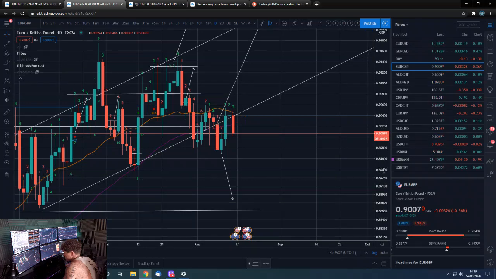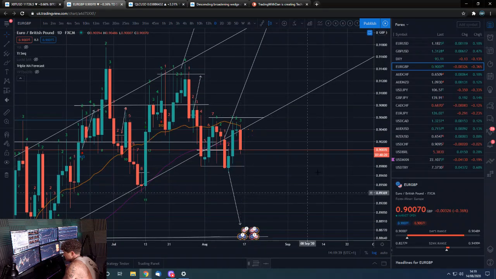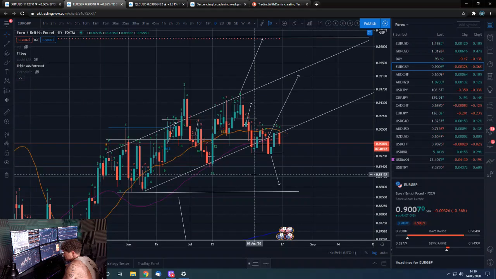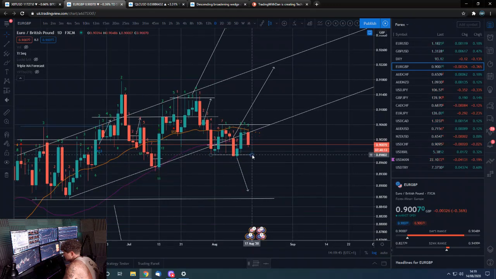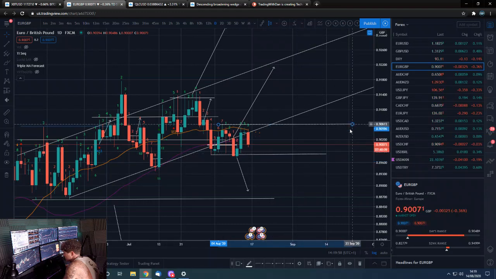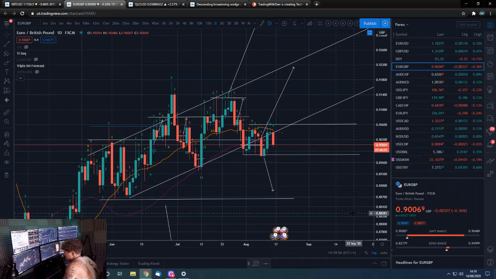So I thought this was looking good for a move up, but obviously the euro pound bears had other things in mind. This is still not the end of this story though. We could still be just trading within this channel for a period of time until we do break below or break above.